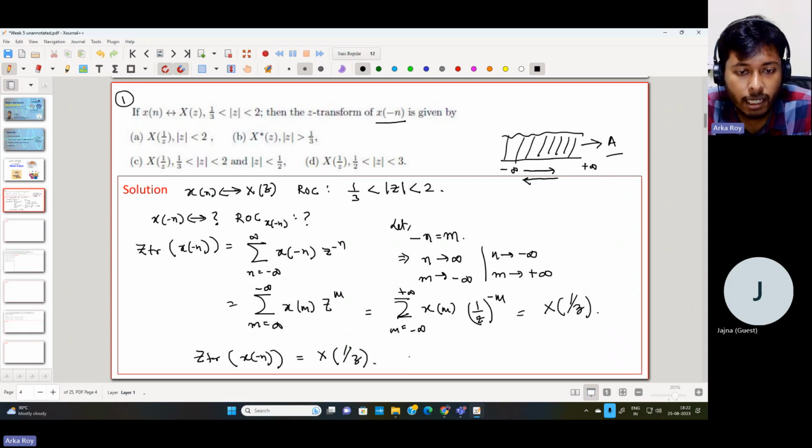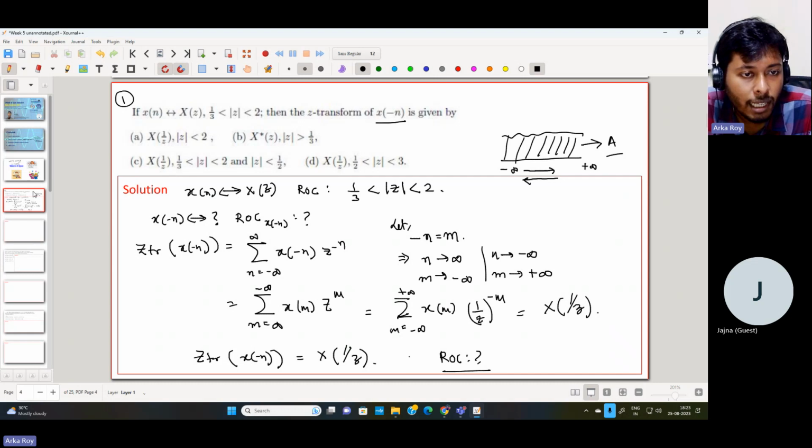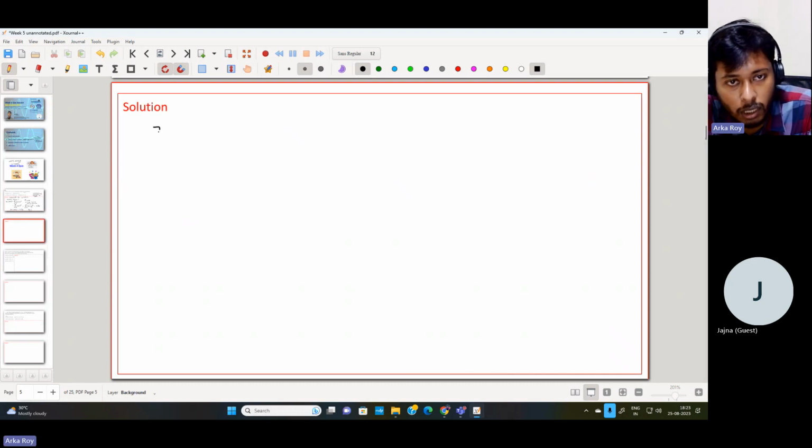So we have seen that the z transform of x of minus n is basically x of 1 upon z. Now we are left with the ROC, that is the region of convergence. So we need to find what is the ROC of the particular sequence. So for that, in the question it was given that x of n.